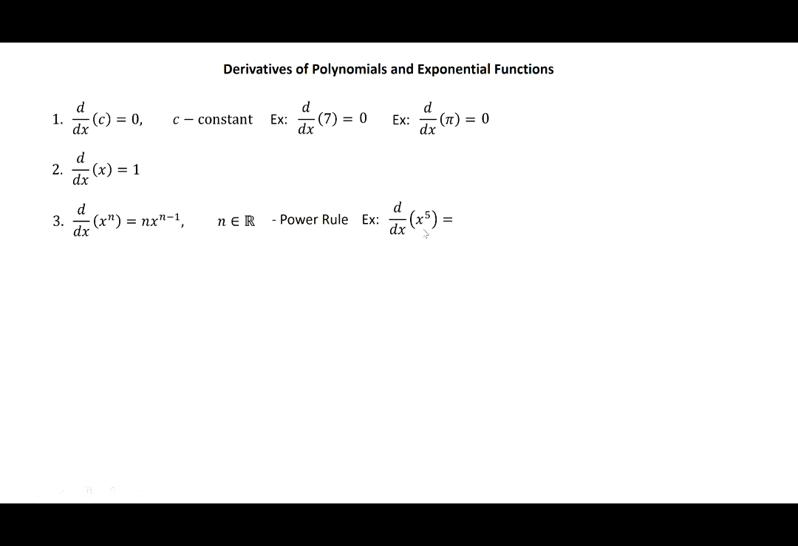Can you, based on that, figure out what d dx of x to the 5 would be? Is this in the form of x to the n? Is x to the 5 in the form of x to the n? Yep. What is n? 5. So according to this, what should the derivative be? 5 times x to the 5 minus 1. Did you agree? Okay, what is 5 minus 1? 4. So this just became 5x to the 4. So what is d dx of x to the 5? 5x to the 4. As simple as that.